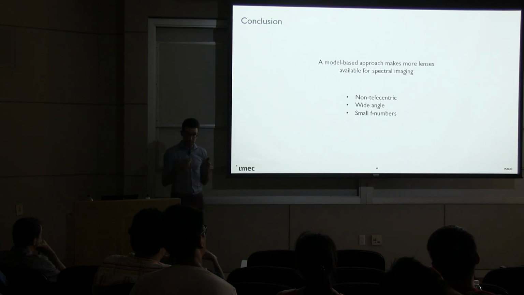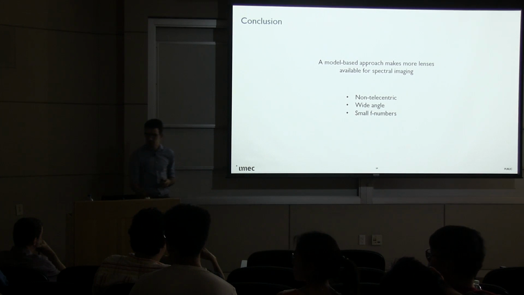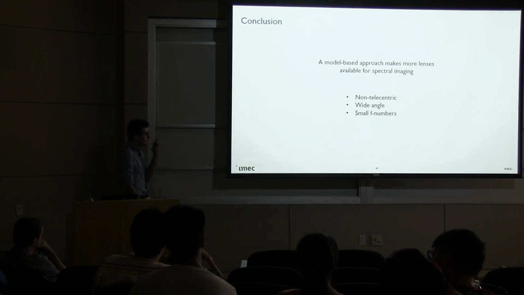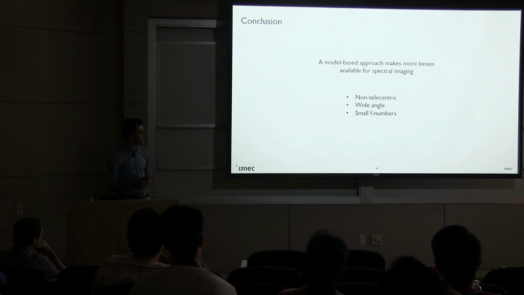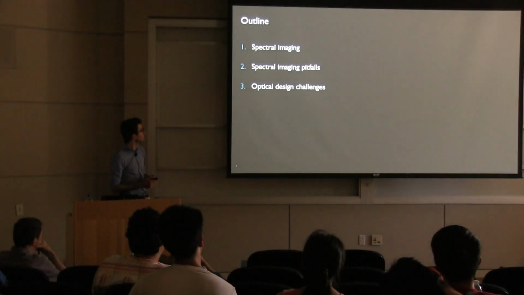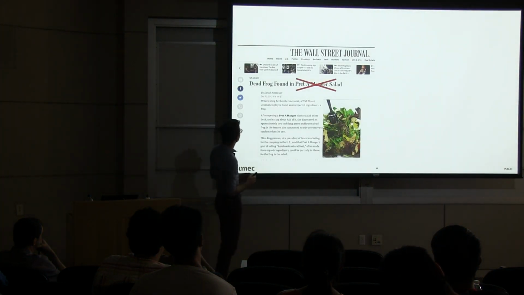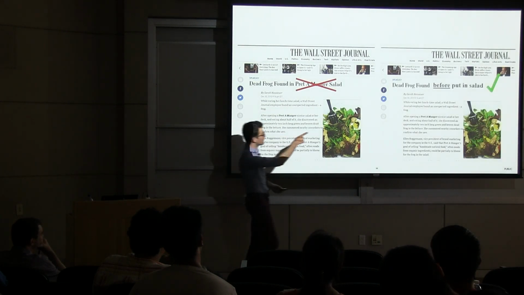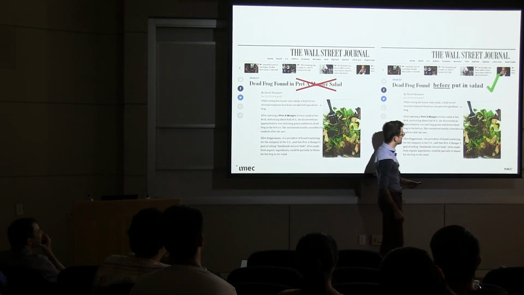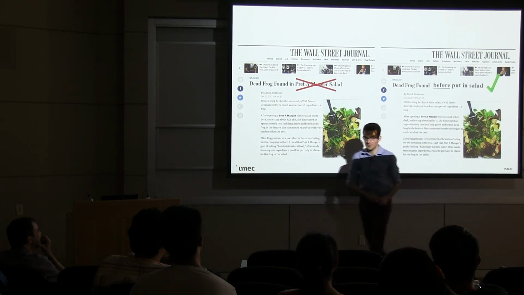And the nice thing is that you can now go to non-telecentric lenses, which are often cheaper, and that facilitates many more applications. So the question is now when we would be satisfied with our spectral cameras. And I think the answer would be that instead of this kind of article we find in the news, we could find this kind of article so that we can actually find this frog very easily.